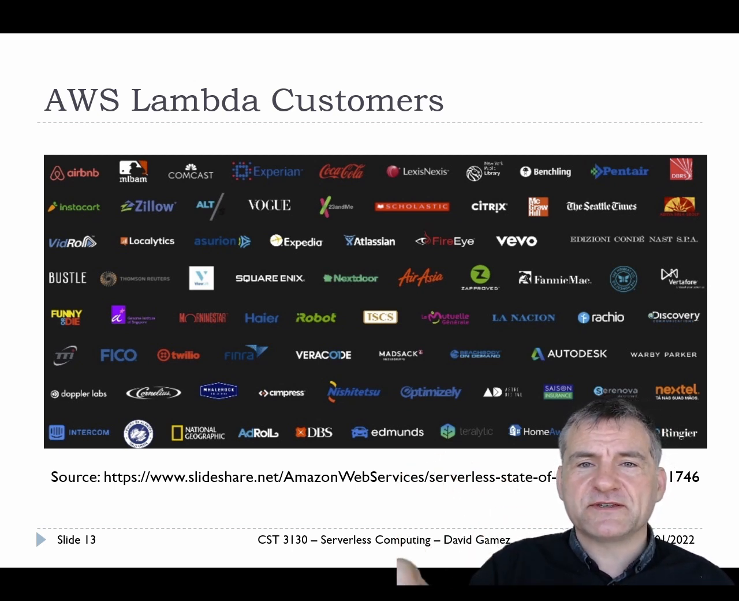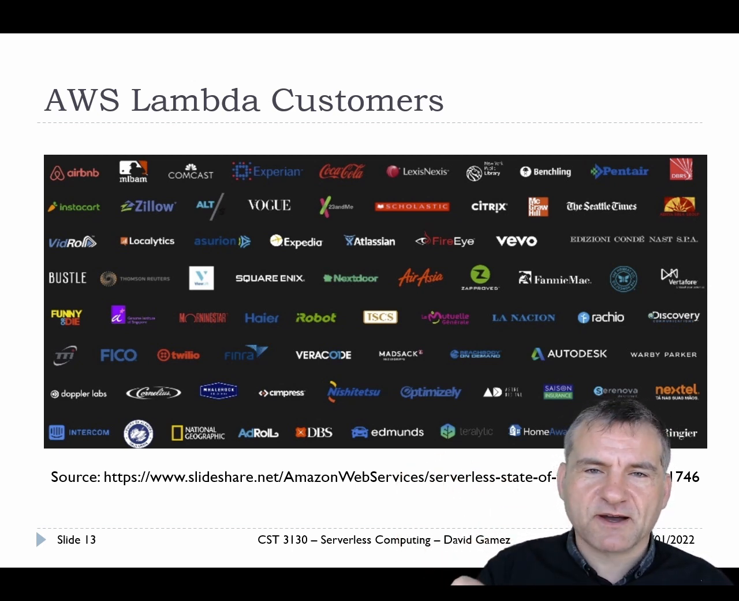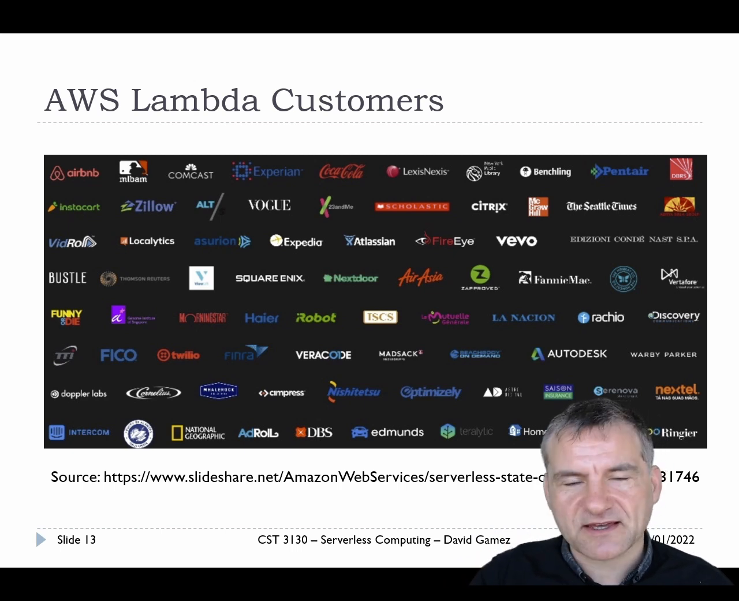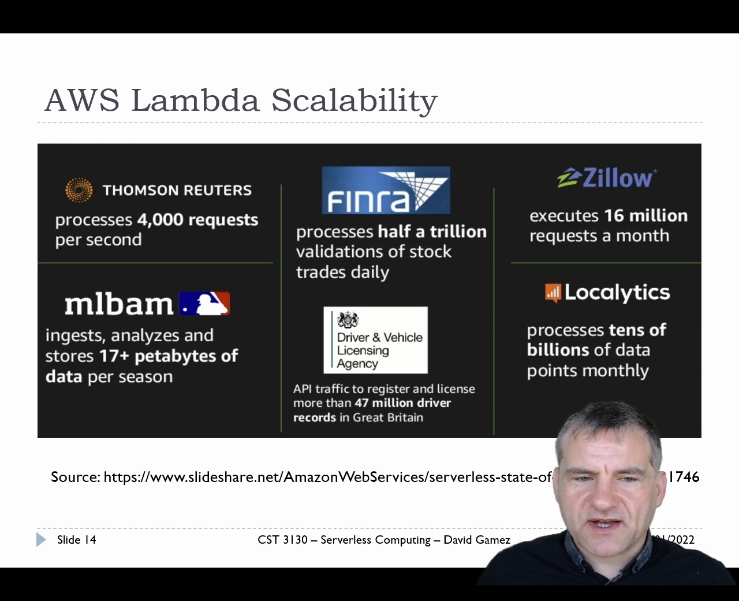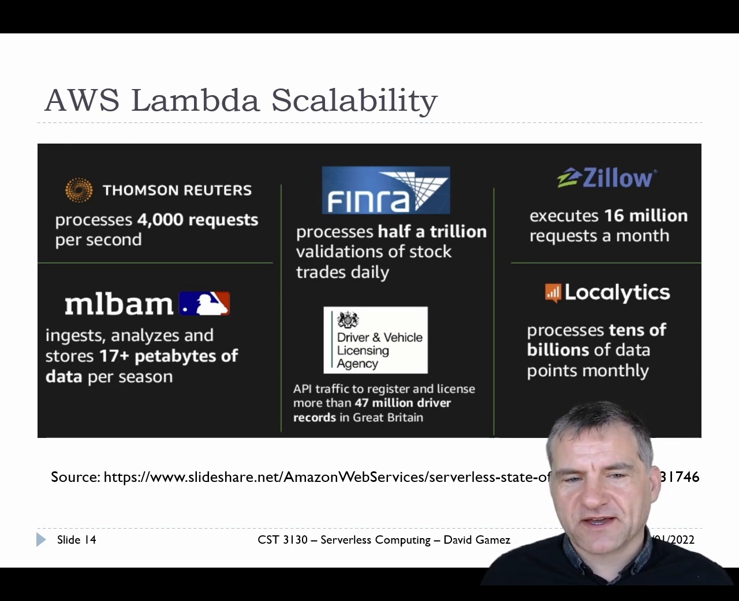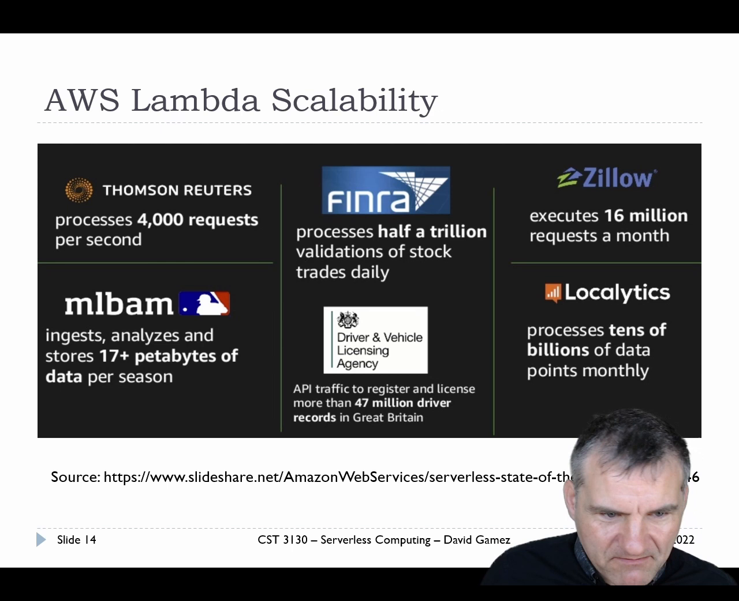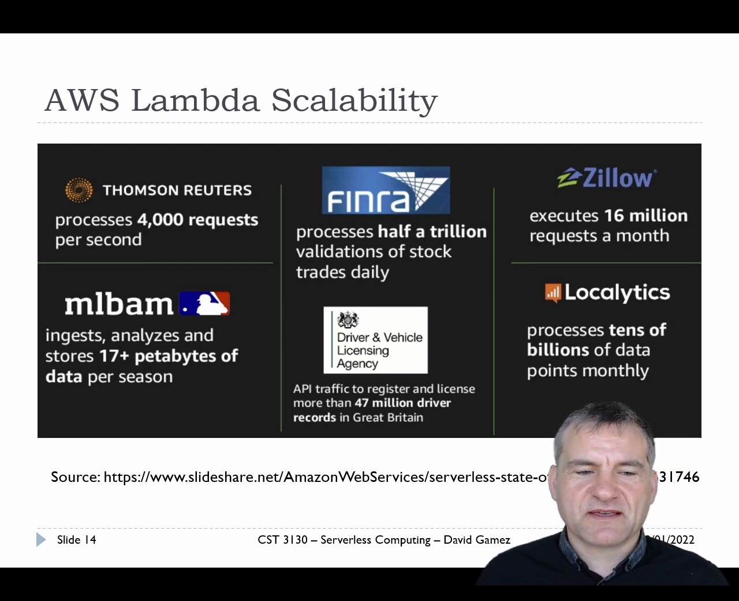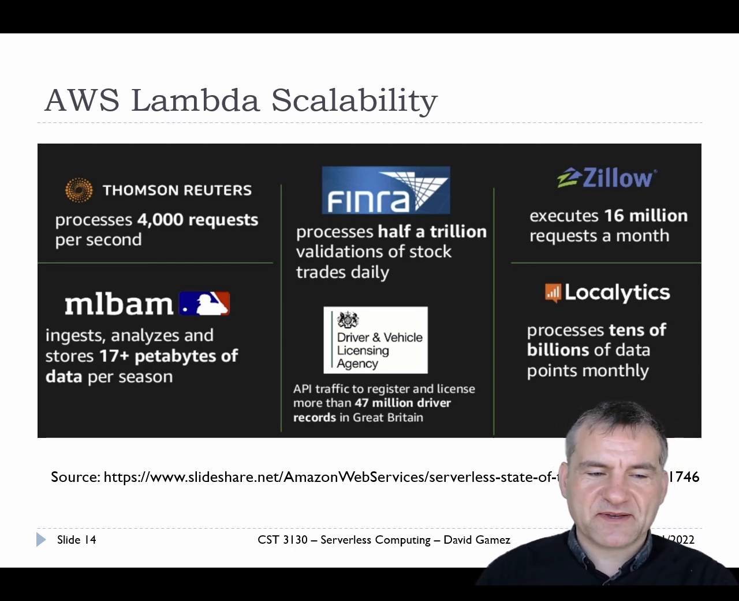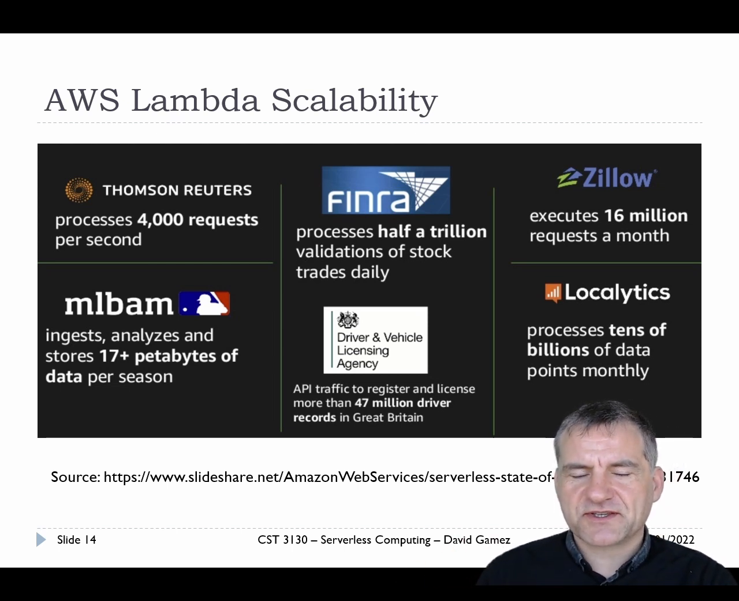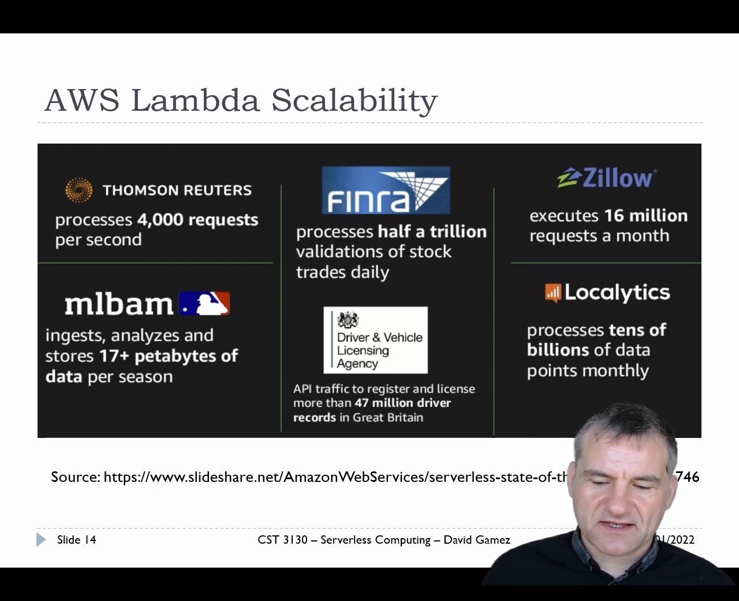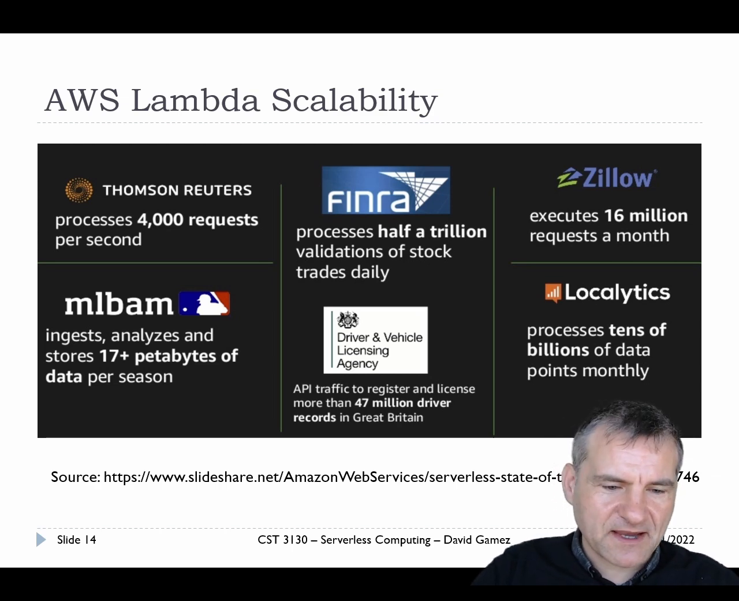And what you'll notice as well, if you do go along to the Amazon events, is that the serverless ones are always packed, because everyone's really into this kind of serverless architecture at the moment. Yeah. So these are some examples, right? Thomson Reuters are processing 4,000 requests per second. We've got Major League Baseball ingesting 17 plus petabytes of data per season. That's an enormous amount, right? And 500 billion validations of stock trades daily. These are big-scale things doing a lot, and they're running this stuff on serverless. So it's a high quality product Amazon's delivering with this.